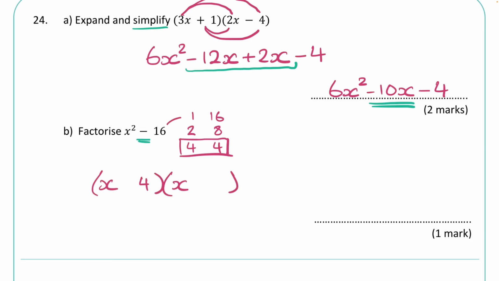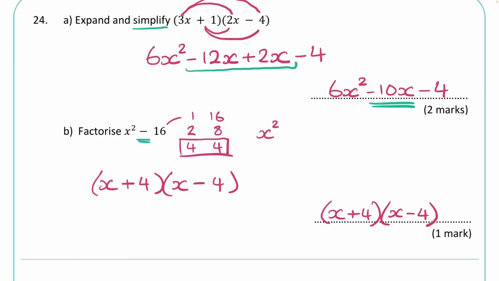They both have a 4, and all we do is put the different symbols in each bracket. It doesn't matter which order you write them in, so you could put the x minus 4 first if you want, but there we go, x plus 4 and x minus 4, and there is my factorised quadratic. Remember, there could be a question very similar to this.